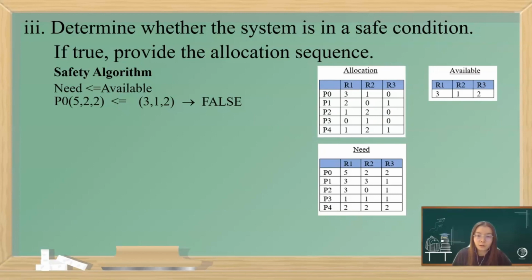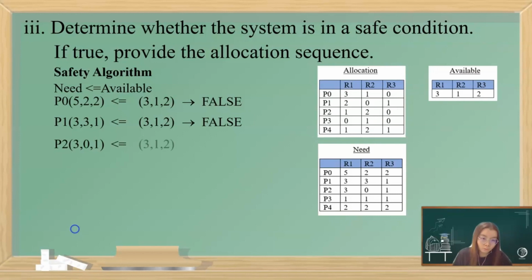Now we check the need of P1, which is 3, 3, 1, against 3, 1, 2. We can see that 3 is not smaller than 1, so this is also false. After that, we check the need of P2, which is 3, 0, 1, and the available, which is 3, 1, 2. We can see that the need of P2 is smaller than or equal to the available, so this is true.